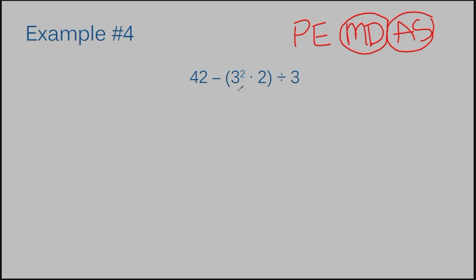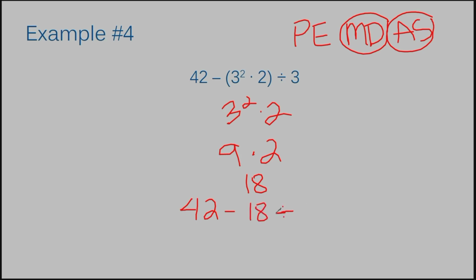So my parentheses is 3 squared times 2. I'm going to solve just that portion. Three squared is 9. I'm going to rewrite my times 2. And I get 18. Now I need to plug this 18 into my overall problem. So I have 42 minus 18 divided by 3.